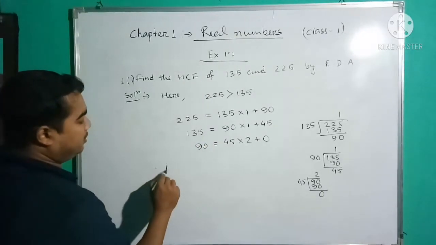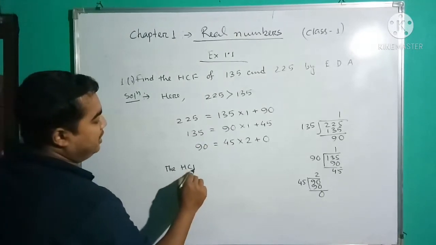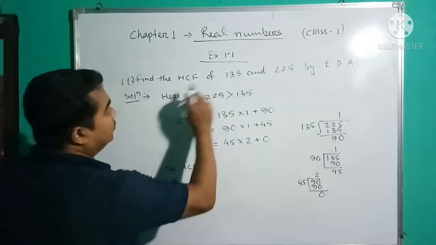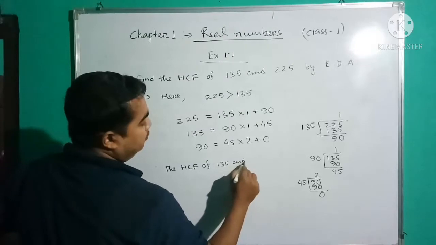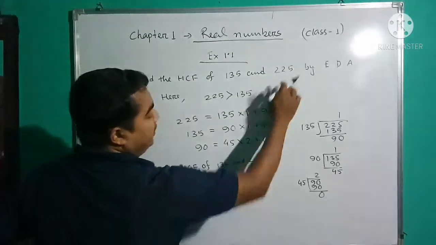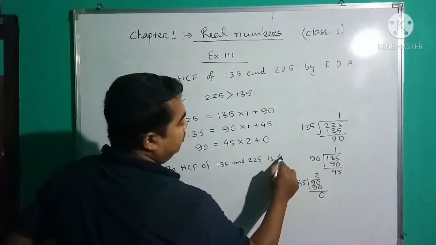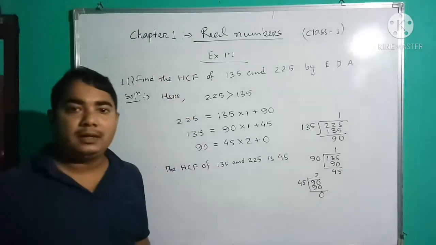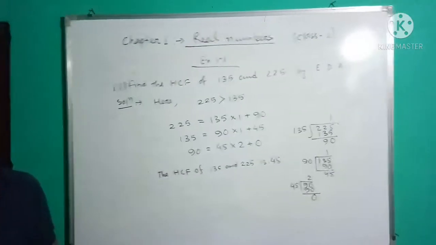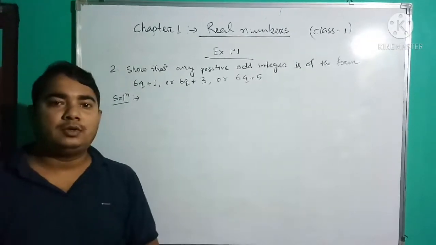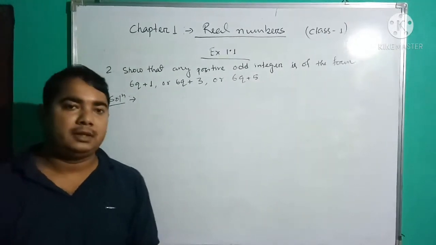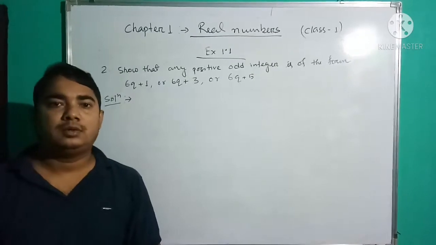Therefore, the HCF of 135 and 225 is 45. Clear? Okay. Similarly, you can solve question number 1, Roman number 2 and 3. Now proceed to question number 2.